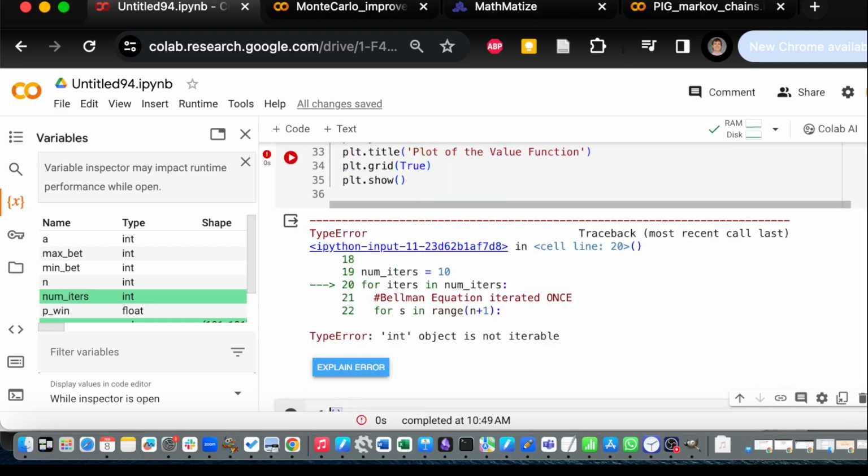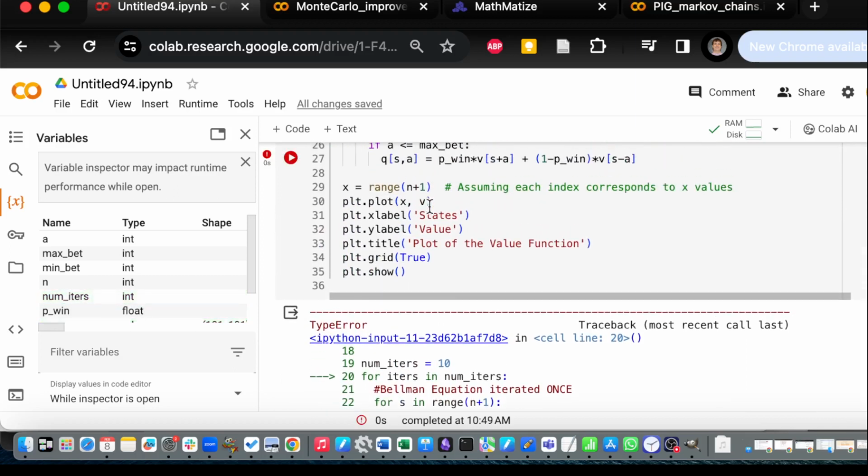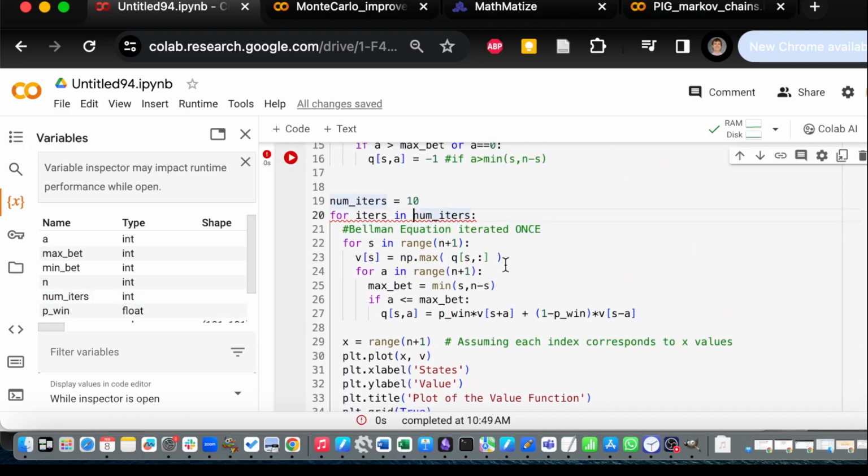Okay, let's run it and see. Int object. What is it not like? Of course, this is the classic mistake. You cannot iterate over an int, 10. You have to iterate over 10 things.